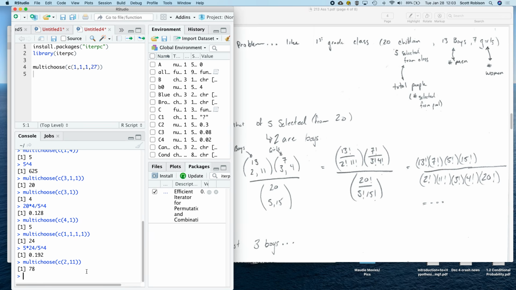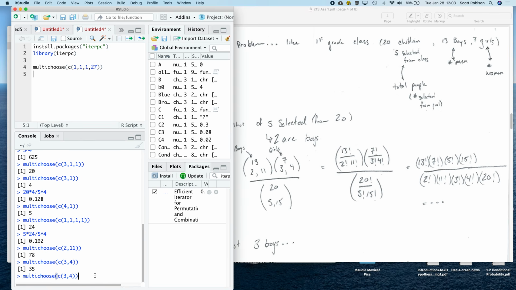I have to also find out this term, so that would be multichoose 3 and 4. Okay, so here this is going to be a 78, this is going to be a 35, and then for the denominator, I would say multichoose a 5 and a 15. Okay, so this is going to be 78 times 35 divided by the denominator, which we find here.